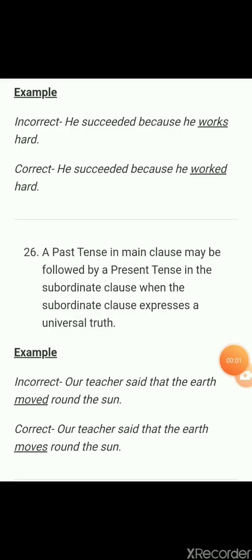Incorrect: "He succeeded because he works hard." In the first clause, there is a past verb, past tense. But in the second segment, we are using present. How is it possible?